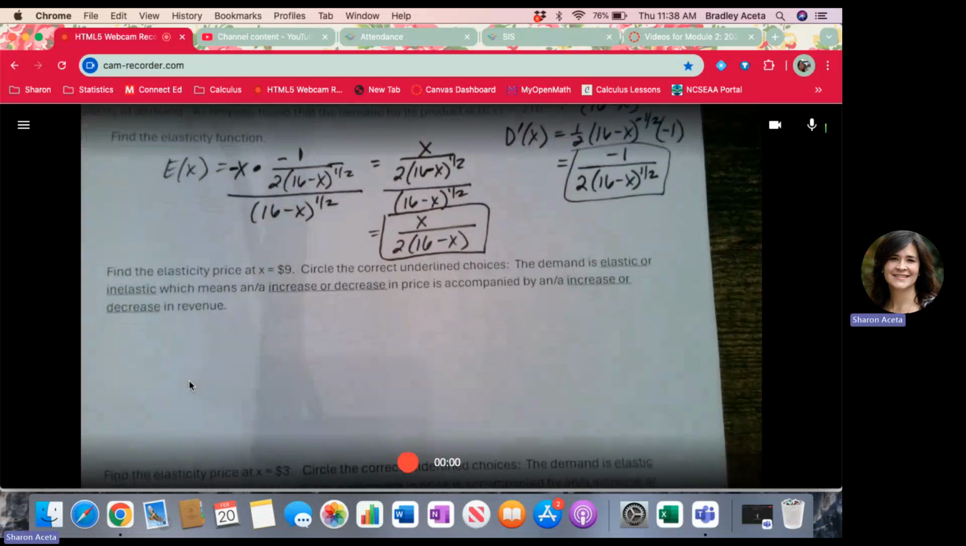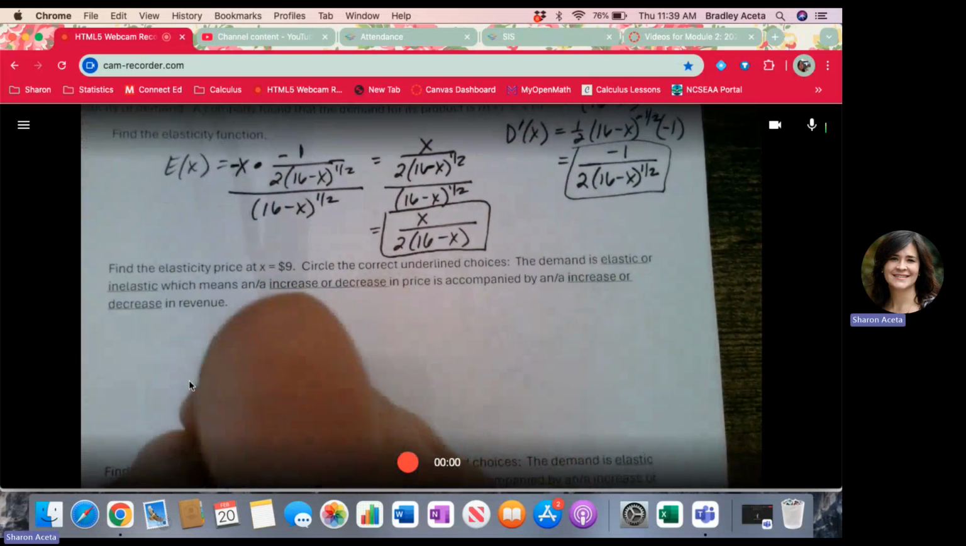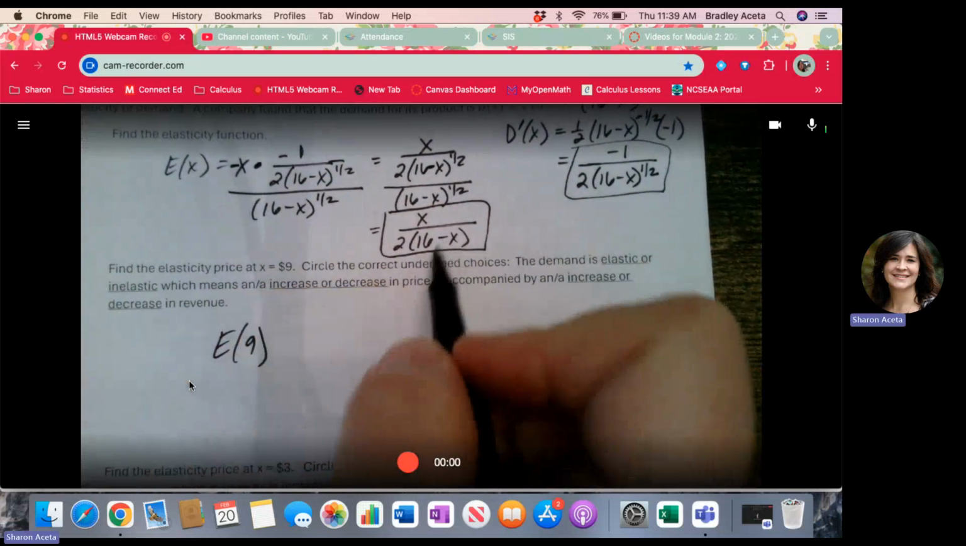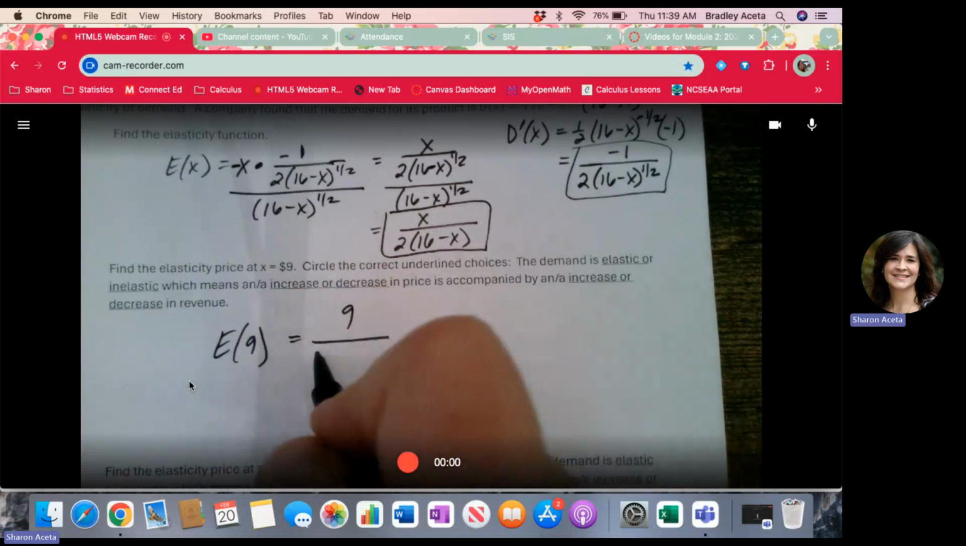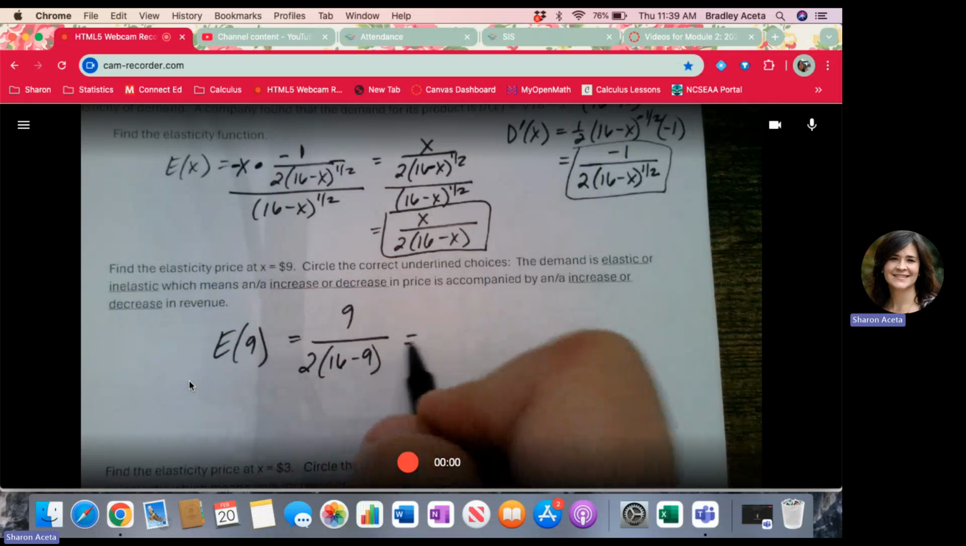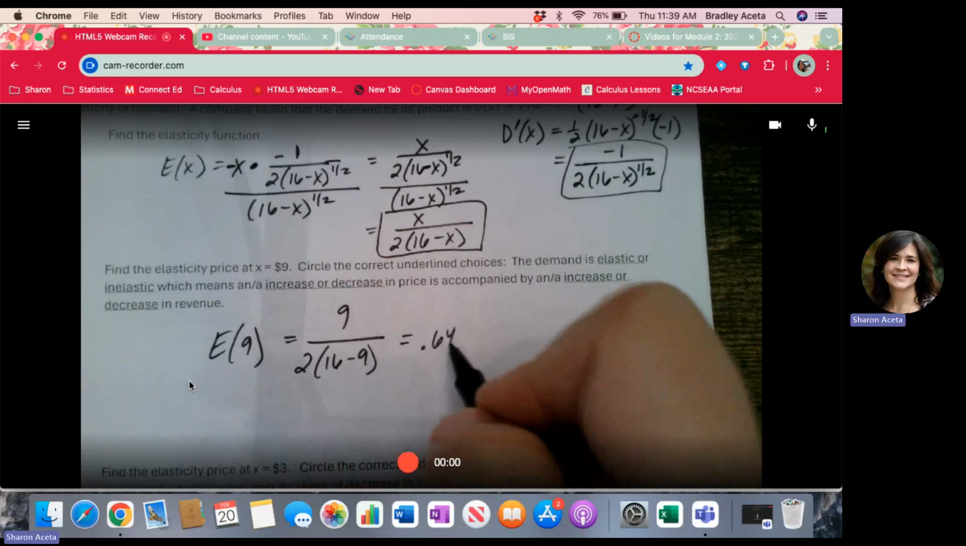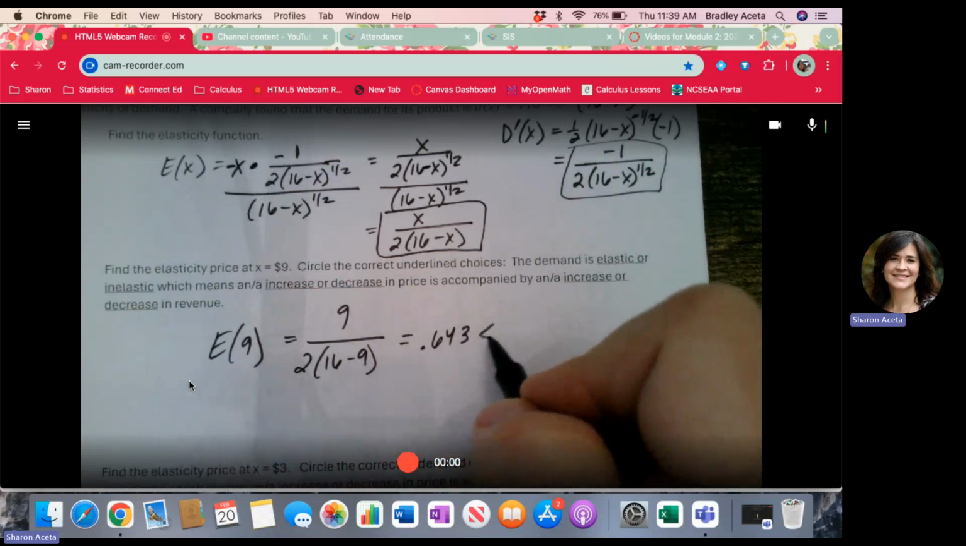Find the elasticity at a price of $9. So again, just plug in 9 into what you just found. So you got to be careful here because if you got that wrong, you're going to get this wrong. 9 over 2 times 16 minus 9 is about 0.643, which is obviously less than 1.